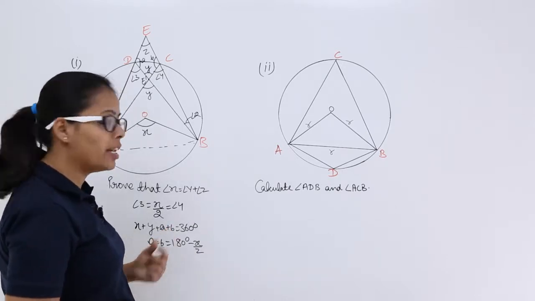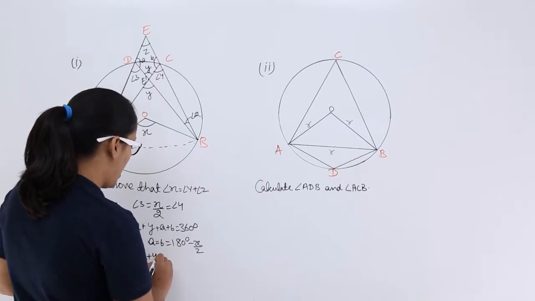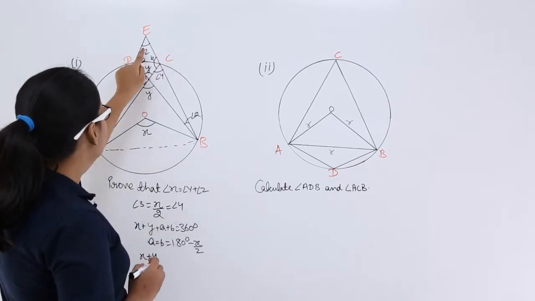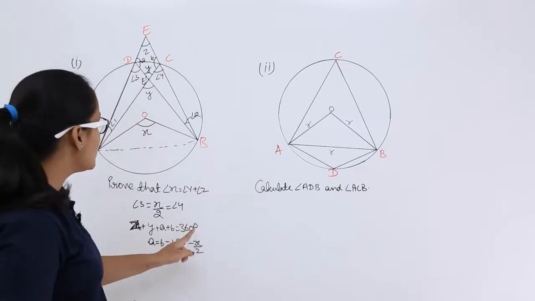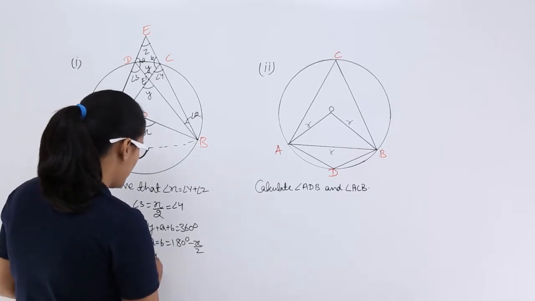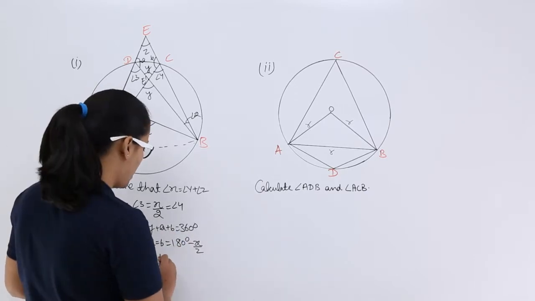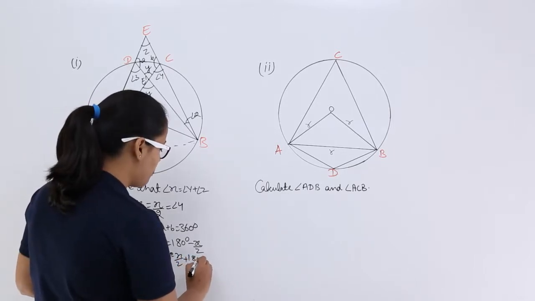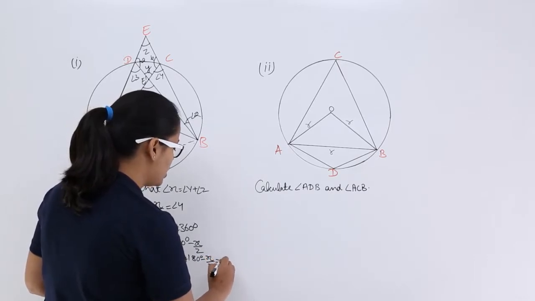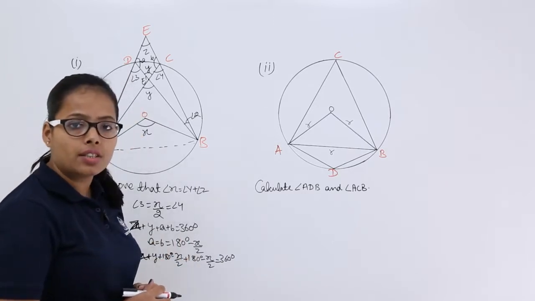Let's put this value in this expression. Z plus y plus a plus b is equal to 360 degree. Here I said x, but this is z. Now the value of a is 180 degree minus x by 2, and the value of b is also the same, 180 degree minus x by 2, and this is equal to 360 degree. 180 plus 180 is 360 degree.